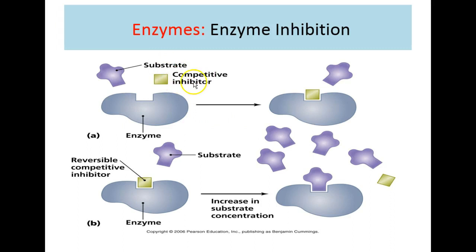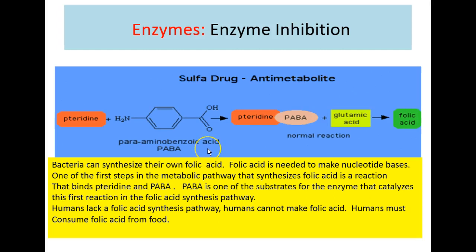Because the competitive inhibitor competes with the substrate for the active site of the enzyme, if the concentration of the substrate is increased, the competitive inhibitor has less chance to reach the active site of the enzyme. An example of a competitive inhibitor that is used to control bacterial growth is that of sulfa drugs.